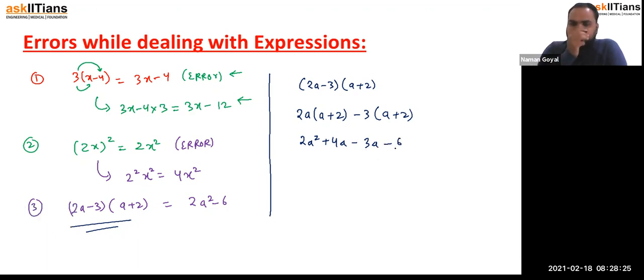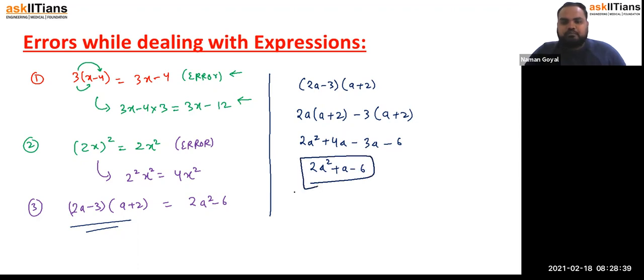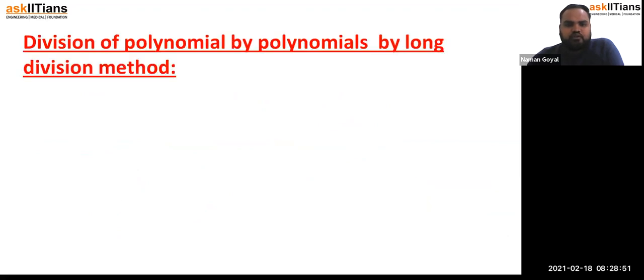Now somebody makes a mistake. What mistake do they make? They cancel out 4a and minus 3a, but they never cancel out. They will give plus a. So this quantity is 2a square plus a minus 6. So this is the correct part, and the error made in this expression is the plus a, right? He forgot to apply plus a, right? Isn't it?